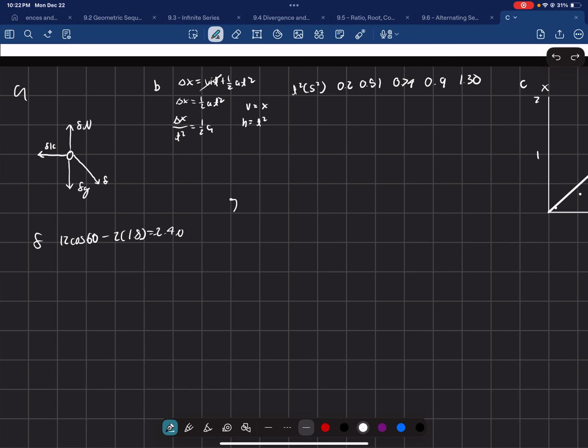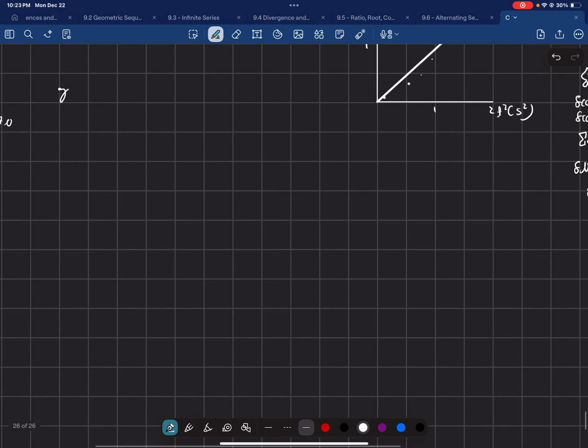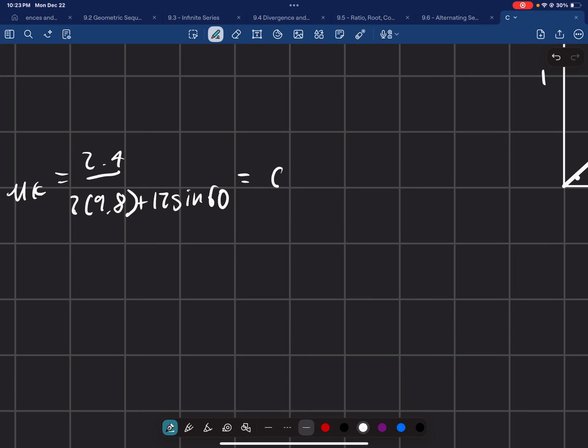Part G asks to find the coefficient of friction, and it's just F_k over F_n. We solved for F_k, which is just 2.4, and we can use the magnitude because the coefficient of friction doesn't have any direction. This would just equal 0.08.